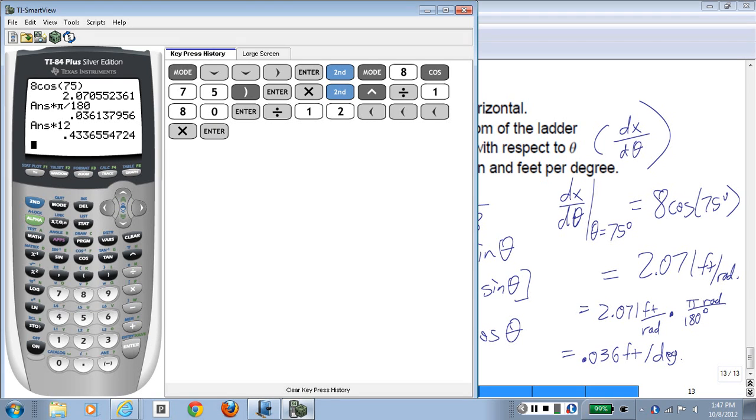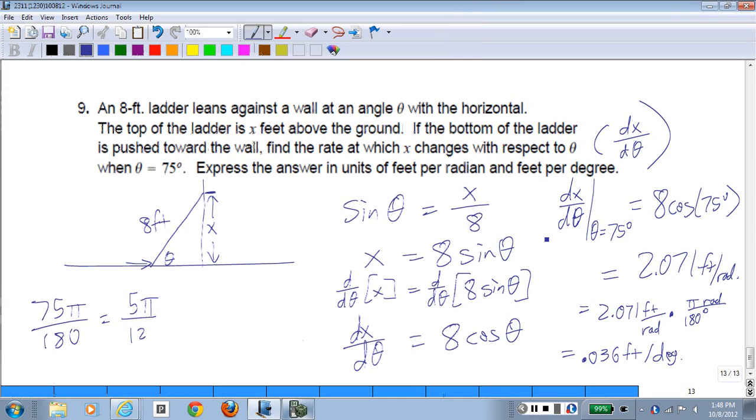So, if we push on the ladder so that we go from 75 to 76 degrees, we would expect that it would go up almost half an inch, 0.43 inches. Does that sort of make sense? That it could happen that way? Maybe possibly. So, ladder leans against the wall. Good problem. It would go up 0.43 inches if we increase it.